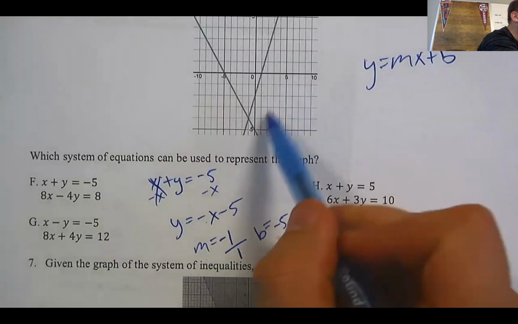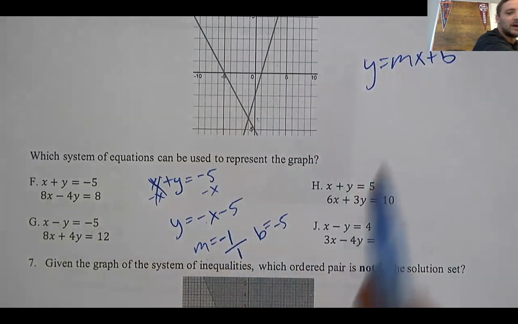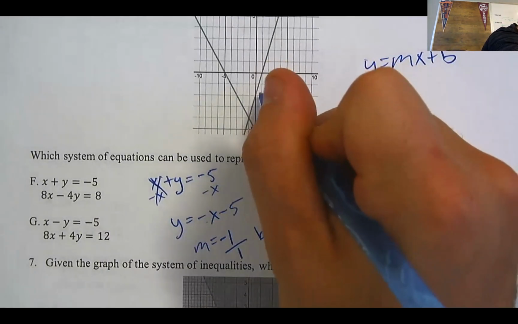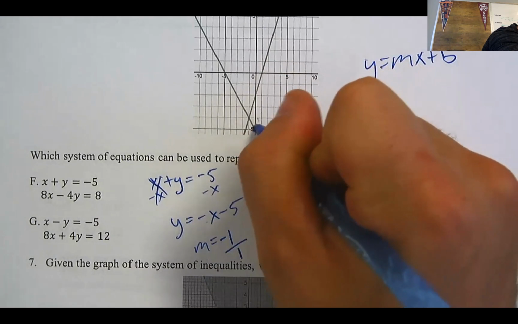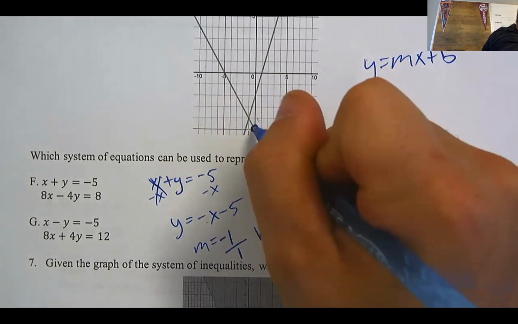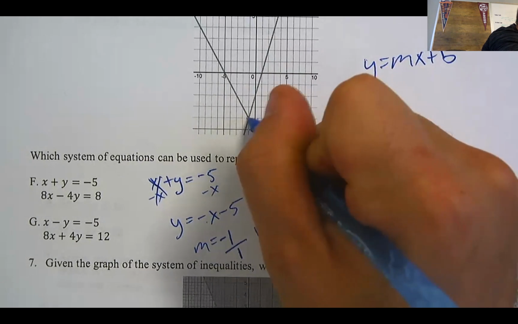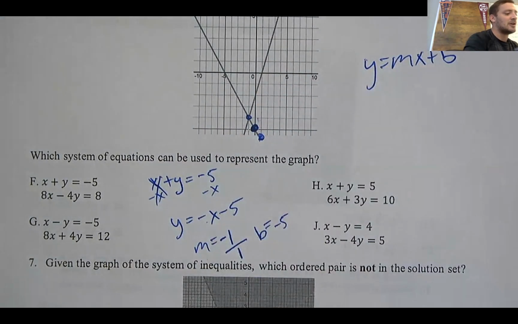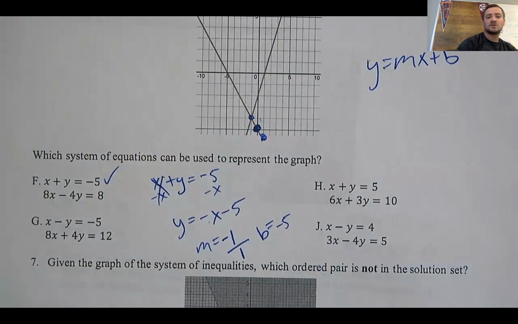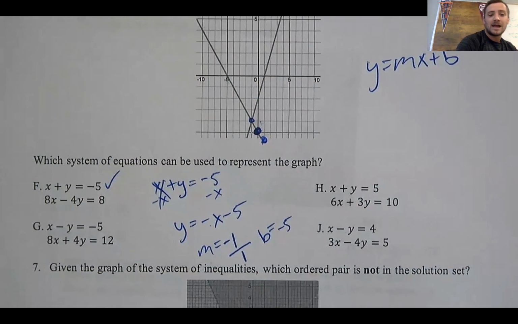So let's graph this equation. We have a y-intercept at negative 5. Negative 5: 1, 2, 3, 4, 5. And then we have a slope of down 1 over 1. Yep. Okay. So that matches our first equation. So that first equation matches that line right there. So x plus y equals negative 5. That's looking pretty dang good.